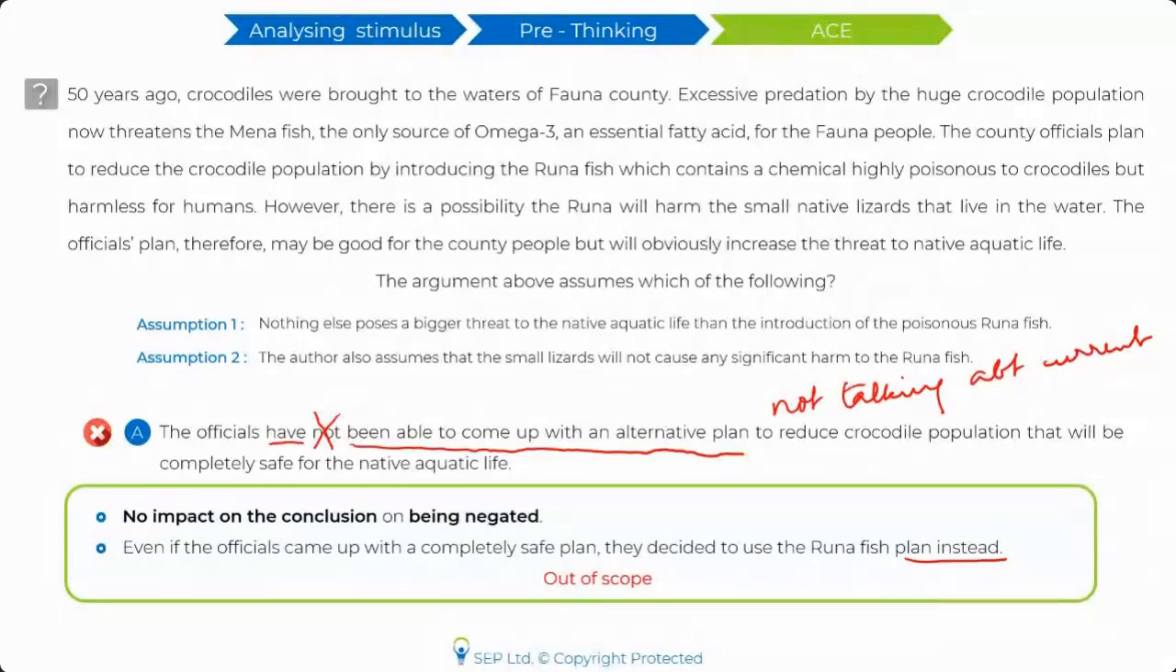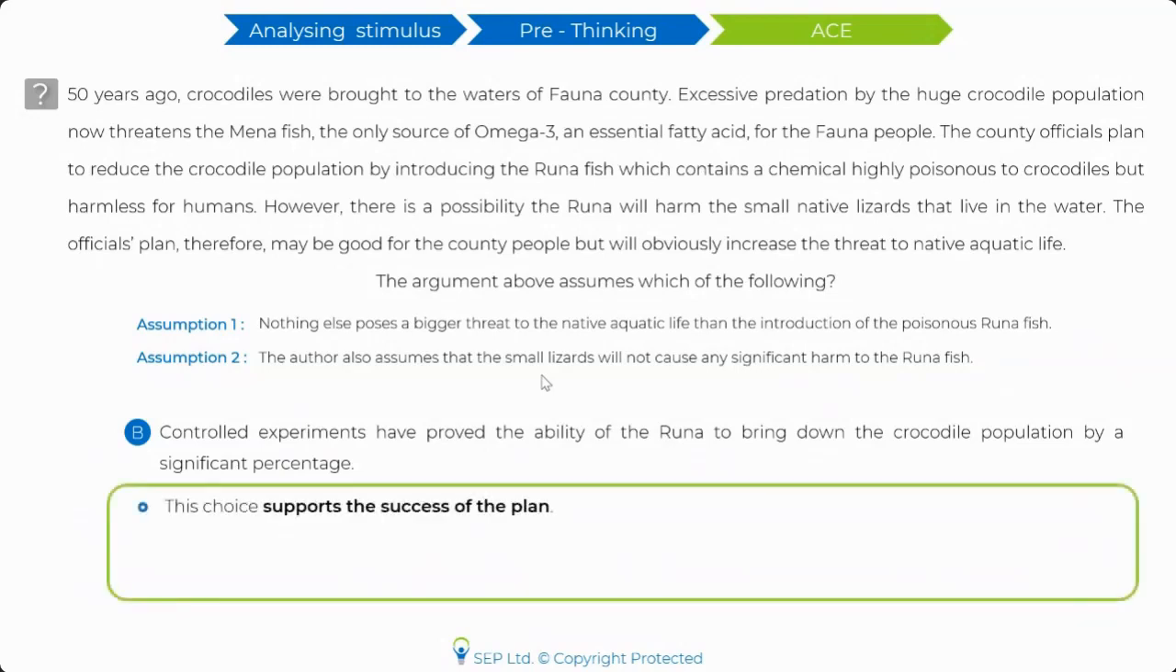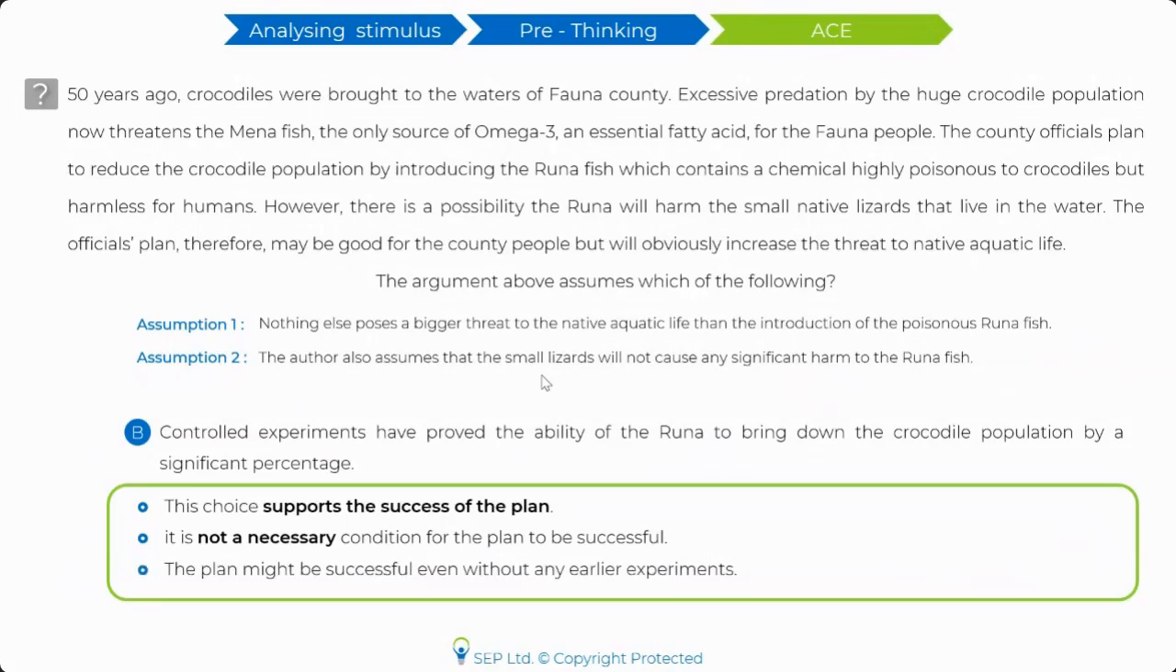This is a classic trap of GMAT questions. We have already seen it in the official question. Great. Let's move to the next choice. Controlled experiments have proved the ability of the Runa to bring down the crocodile population by a significant percentage. We already know this. Is it new information? We are already told that the Runa contains highly poisonous chemicals. Okay. This, in fact, simply supports the success of the plan, but it is not a necessary condition. The plan might be successful even if there is no other experiment, because the passage already tells us that it contains a chemical which is highly poisonous to crocodiles. Okay, so this is definitely not your assumption.